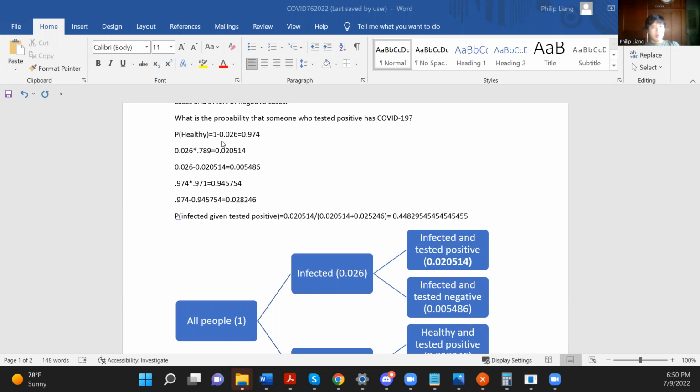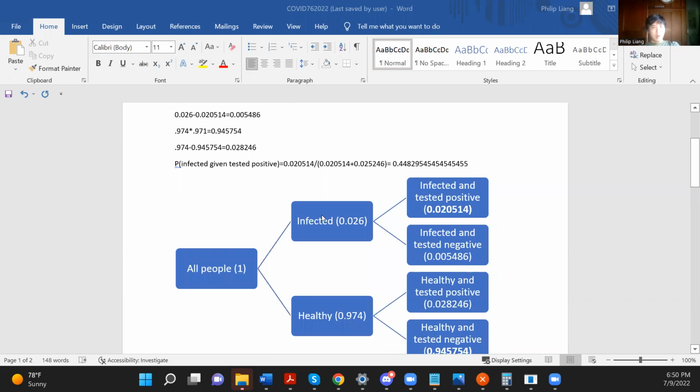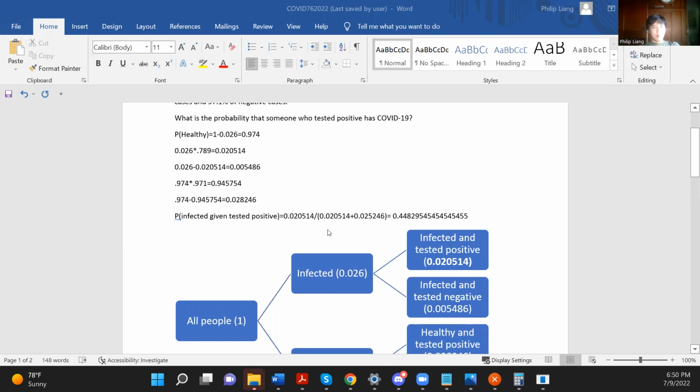So we can first start with taking all people and splitting them into infected and healthy. The probability of being infected is 0.026. To calculate the probability of being healthy, we can take the probability of being infected away from 1 and get the probability of being healthy is 0.974.